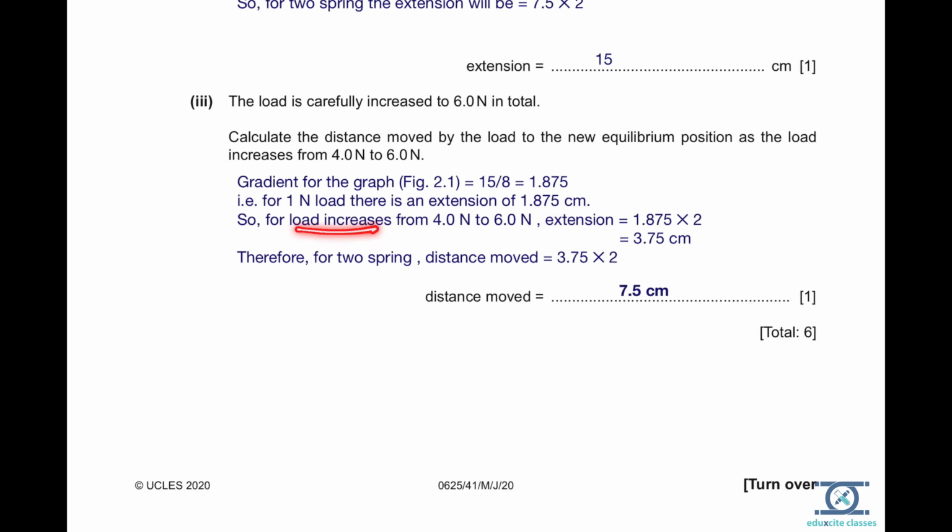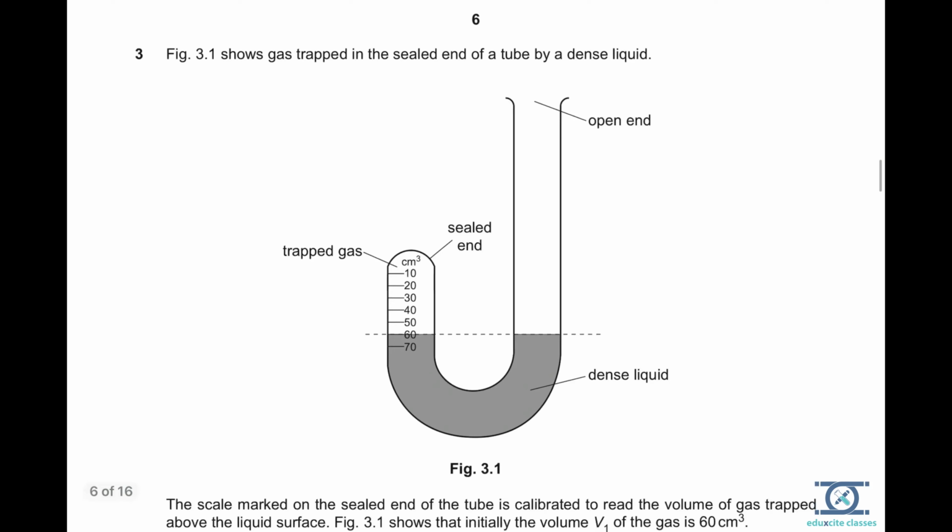Now the load increases from 4 to 6 Newton, so the extension will be twice because it is increased by 2 Newton. For 1 Newton the extension is this, so for 2 Newton we multiply it by 2. So we get 3.75 centimeter. Now here we have two springs, so the distance moved to the new equilibrium position will be 3.75 into 2, which is 7.5 centimeter. Although it is of 1 mark, you have to solve it in this way.